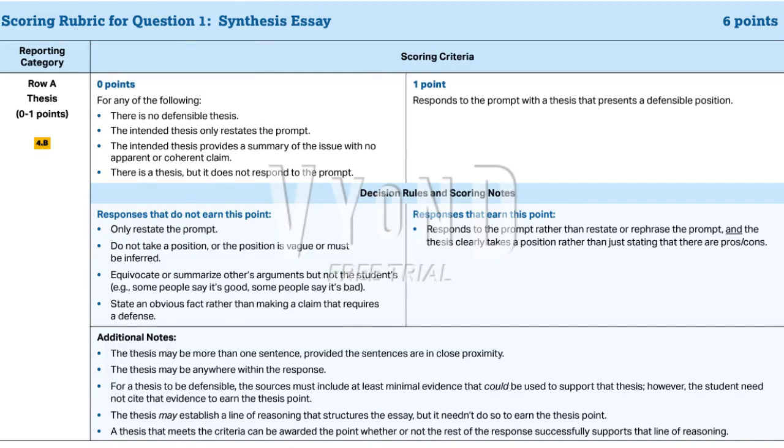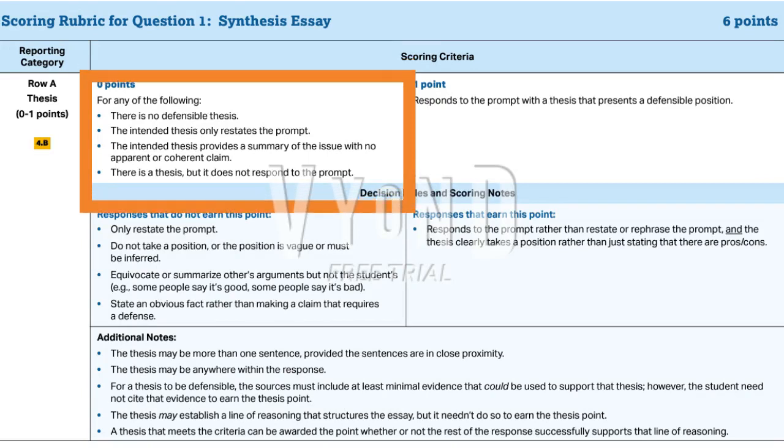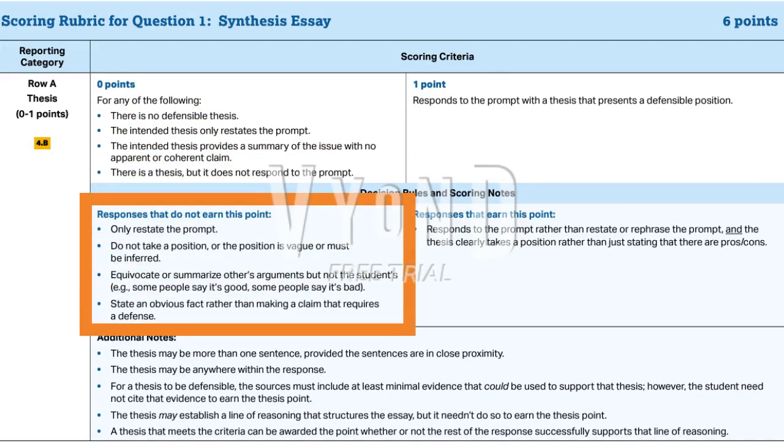Students will not earn the point for merely restating information in the prompt or providing a summary of positions someone could take on the issue without actually taking one themselves. This is called the "some say it's good, while others say it's bad" response. Finally, students won't earn the point if there is a thesis, but it's off topic and doesn't address the prompt.